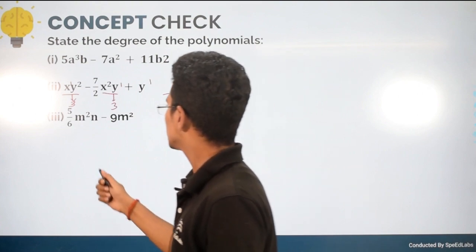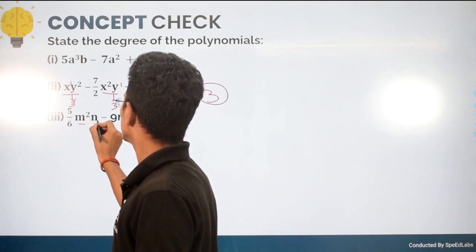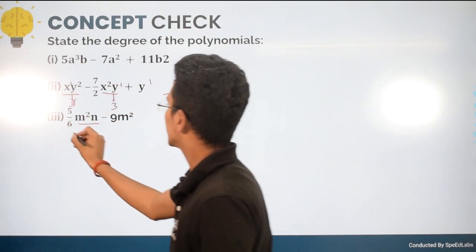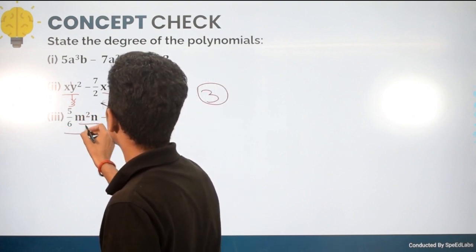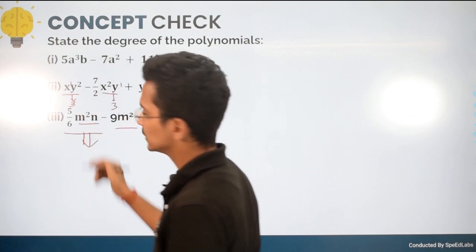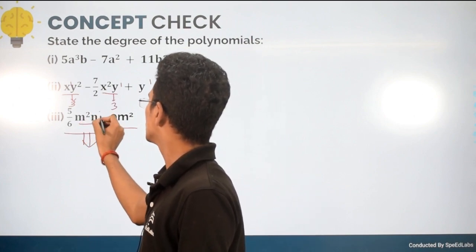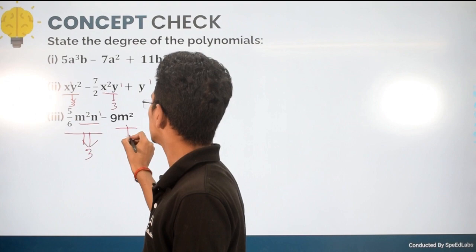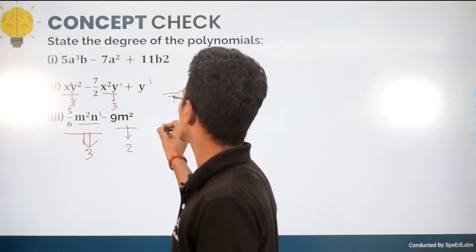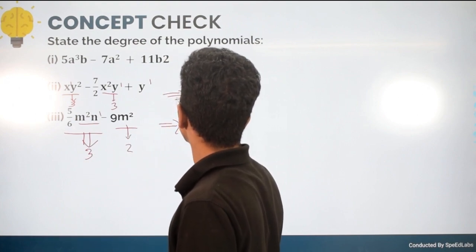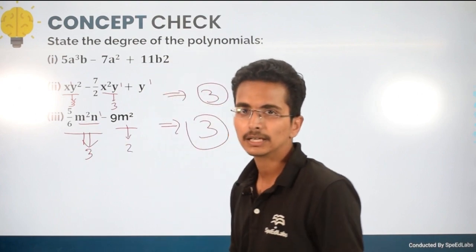For the last expression, if you will see, here also two variables are multiplied, there are two terms, so in each term the combined power of these variables will be 2 plus 1, which is 3, and in the other it is 2. So the highest power among both of them is 3, so the degree of this polynomial will be 3 over here.